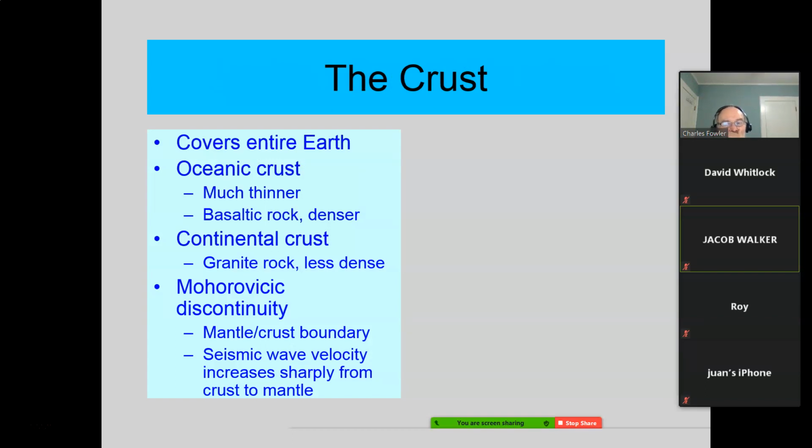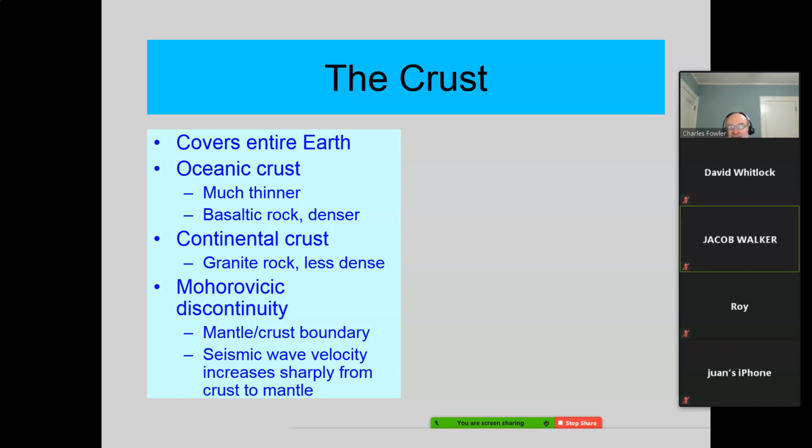So let's look first at the crust. The crust covers the entire earth. Even underneath the ocean, you have oceanic crust. Now, the oceanic crust, believe it or not, is much thinner than the continental crust. Generally, the rock that makes it up is basaltic rock, which is a high iron content rock. We talked about this in the last chapter. The granites are lighter color, lighter weight, lighter density. The basalts are darker colors because they have more iron content and they're higher density.